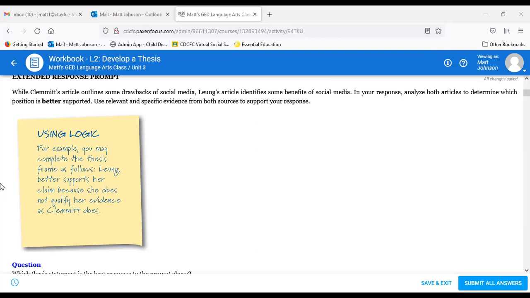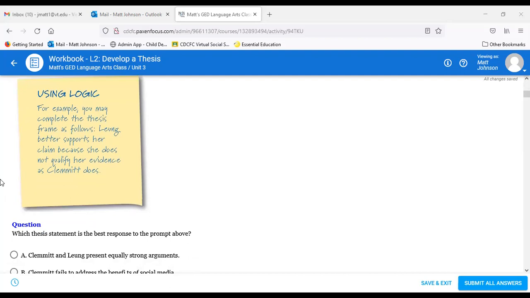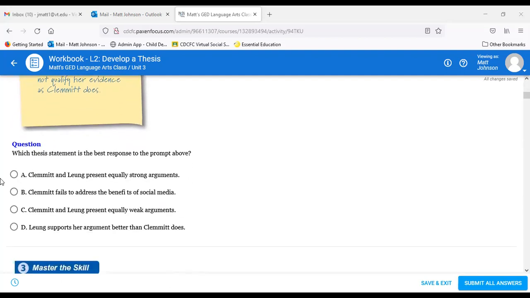So it says here, for example, you may complete the thesis frame as follows. Leung better supports her claim because she does not qualify her evidence as Clement does. So remember, Clement has to qualify her statements because a lot of what she's offering, we don't actually know if there's going to be long-term effects, right? It may do this, having to qualify her statements. So that's something to consider too when we get into this. So now looking at the only multiple choice question, how about Grace? Would you like to read our question and answer it for us?